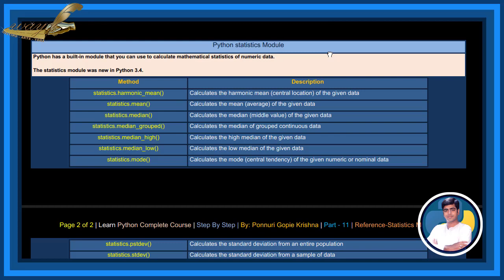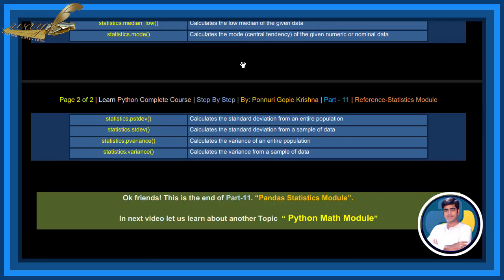The statistics.mode method calculates the mode, the central tendency of the given numeric or nominal data. The statistics.pstdev method calculates the standard deviation from an entire population. The statistics.stdev method calculates the standard deviation from a sample of data.